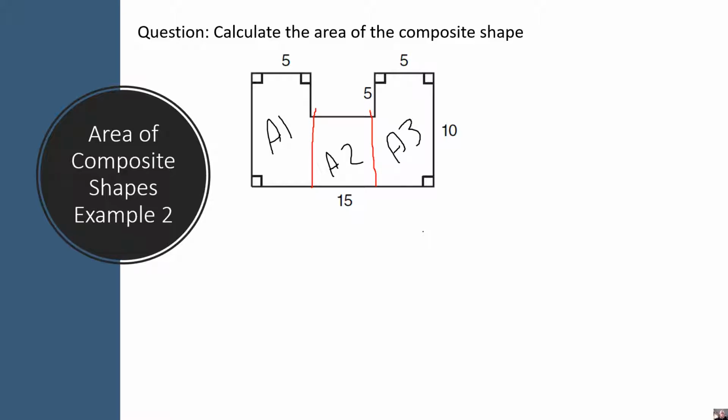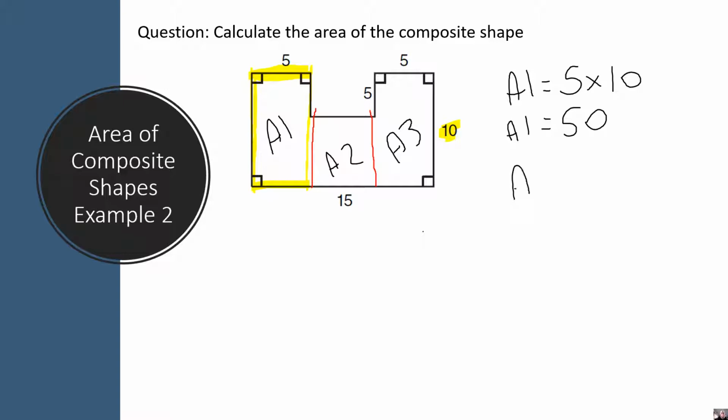Okay, so we know the area of a rectangle is found using base times height. So let's color in the first rectangle yellow. The base we can see here is 5, and the height, which is this here, is the same as the far height, which is 10. All right, so this area here, area 1, will be 5 times 10, which is 50.